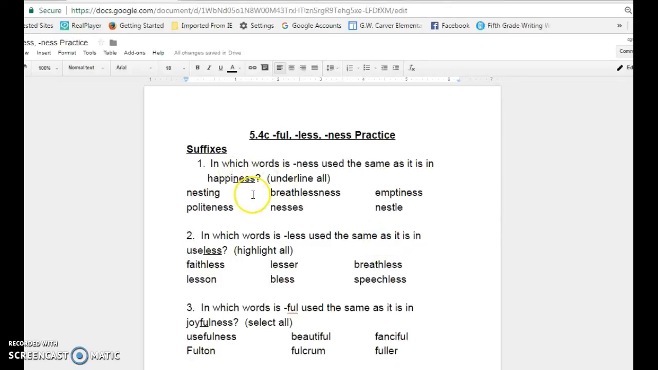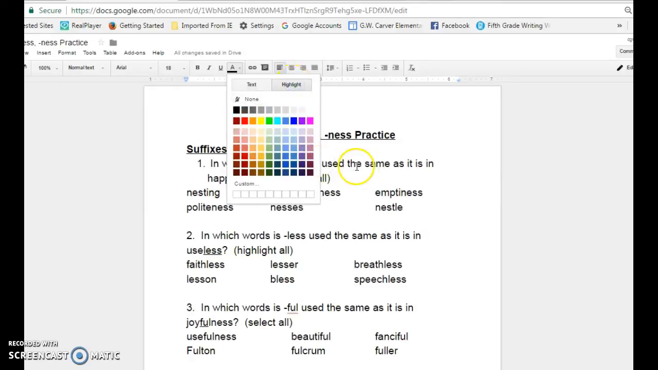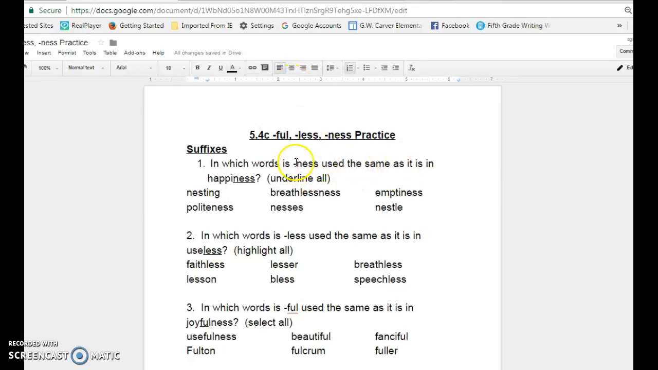Okay, so you need your worksheet, your highlighter, and a checking pen, not pencil. We need to check our practice on our suffixes, 5.4c. Suffixes. In which words is ness used the same as it is in happiness? So you should have highlighted your keywords and phrases.